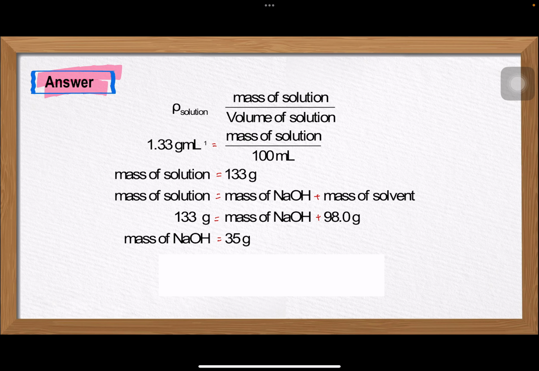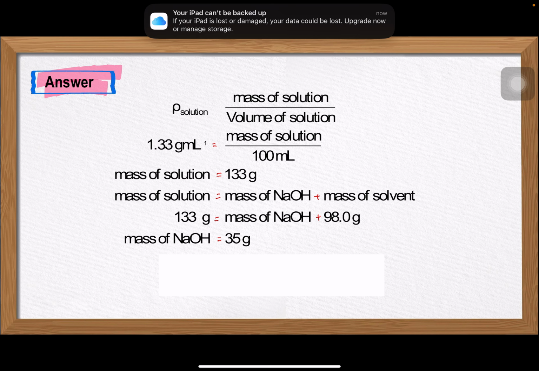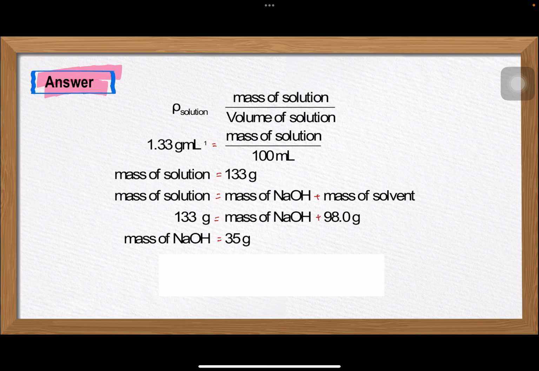So the mass of NaOH is 35 gram. Change the mass of NaOH to mole, because the question wants to know the number of moles of NaOH. To change mass to number of moles, divide by molar mass, equal to 0.875 mole. Okay.